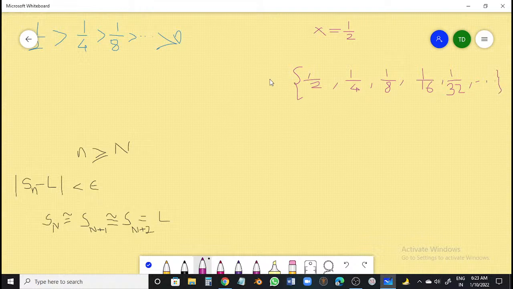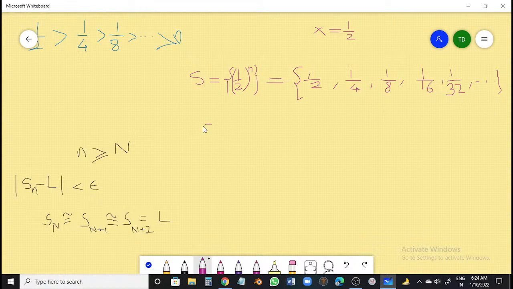What this sequence talks about, this is s equal to, the general term is half raised to n, or I can call it 1 by 2 raised to n. So half raised to n, and this sequence can be expanded as half, 1 by 4, 1 by 8, 1 by 16, 1 by 32, and so on.